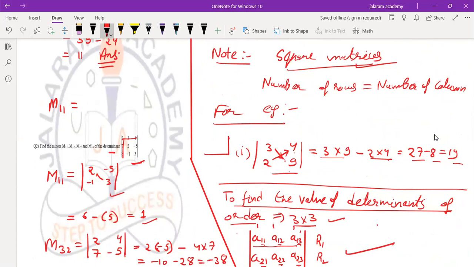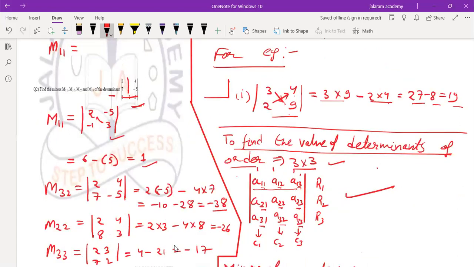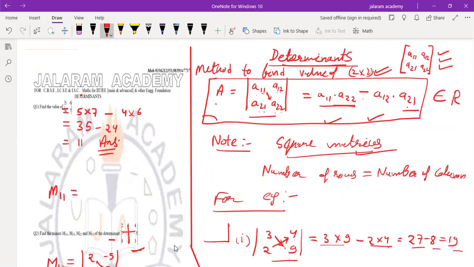Similarly, M32 means the determinant obtained by deleting the third row and second column. So 2 7, 4 minus 5. So its value is minus 38. Similarly, we can find M22 by deleting the second row, second column: 2 8, 4 3. So 2 3 is 6 minus 4 8 is 32, that is minus 26, and so on. So these are the minors of a matrix of order 3 cross 3.